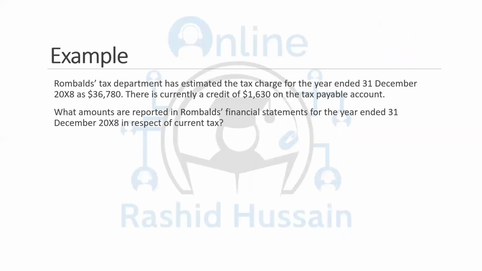Now we have two examples, and these are exam style examples. After doing these examples, you can simply attempt every question of the exam related to IAS 12. Rombell's tax department has estimated the tax charge for the year ended 31st December 2008 as 36,780. They are simply asking us to prepare the extracts of the same year. So this means this is current year tax provision.